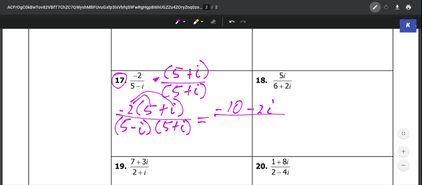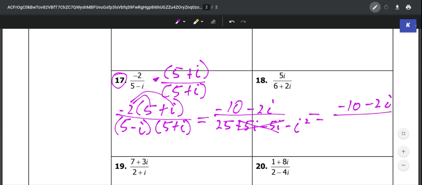Now, the bottom is going to be a little more challenging just because we have to FOIL that. When we FOIL that, we would do 5 times 5, that's 25, plus 5i minus 5i, and then minus i squared. The middle actually cancels out, because 5i minus 5i is just 0. So we'll be left with negative 10 minus 2i divided by 25 minus i squared.